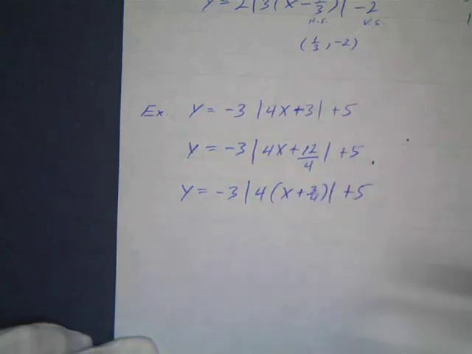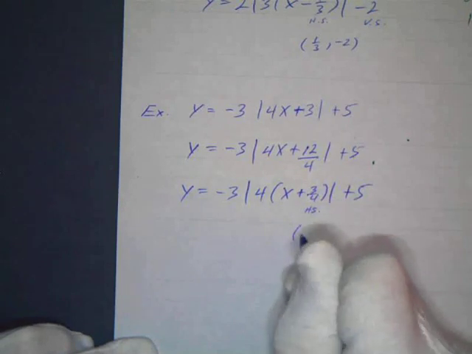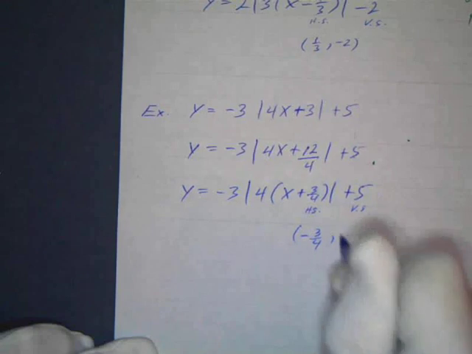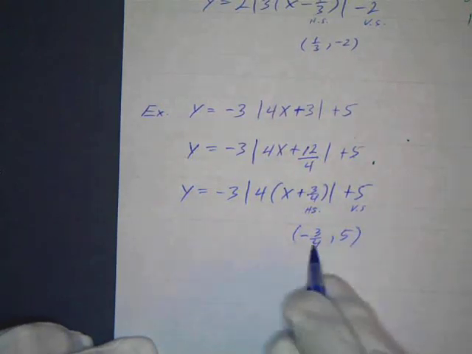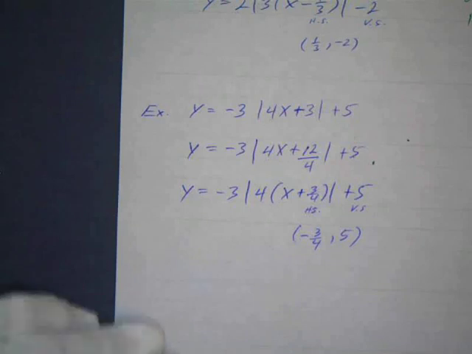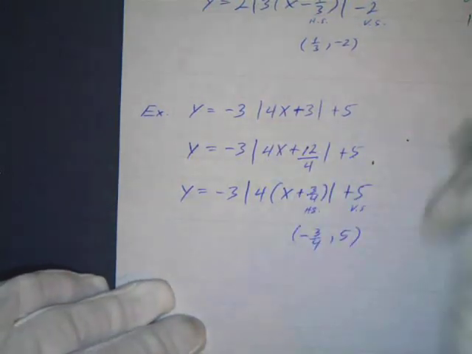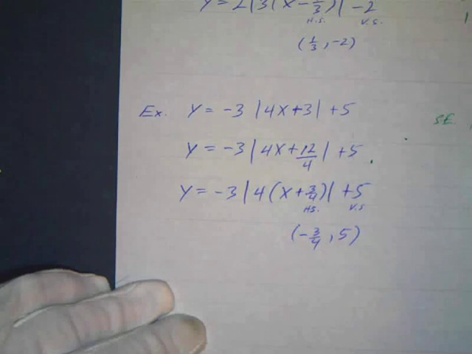So that checks out. So now I've got my horizontal shift, which is opposite sign, so it's going to be negative 3/4. And my vertical shift, which is the same sign, so it's going to be 5. So there's my horizontal vertical shift, which is my new 0, and then I get my shape equation from either way, just get rid of the shift. So the shape equation is going to be y equals negative 3 times the absolute value of 4x.